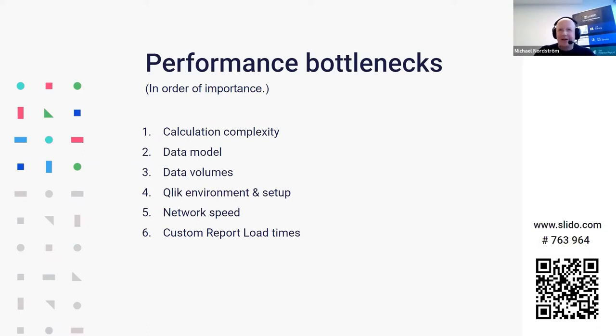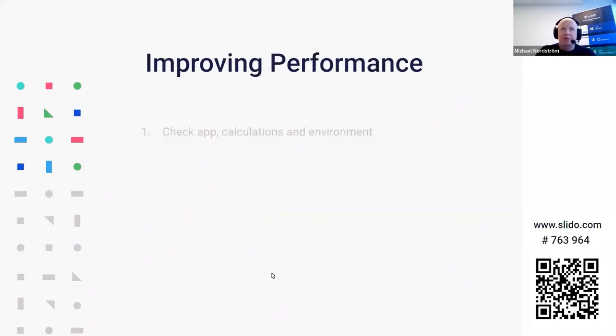Well, of course, something to do first would be to check the app, check the calculations, check the environment. That's the obvious one, since that will be the thing that has the bigger impact. The other things are probably more related to Qlik and more specifically the custom report. So setting a good default, I will show how that's done in just a second. I will just go through these bullet points and then I'll show how this is done.